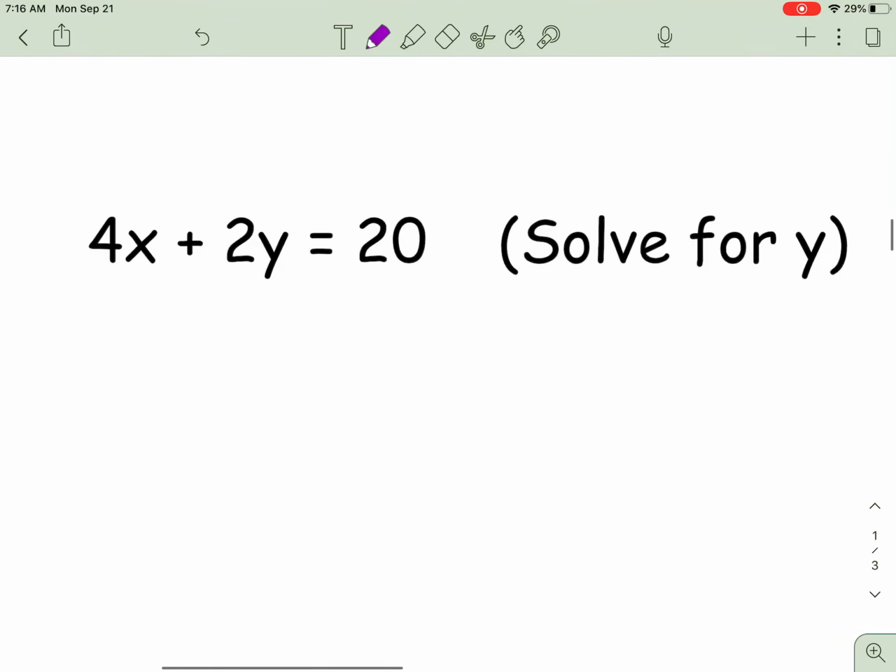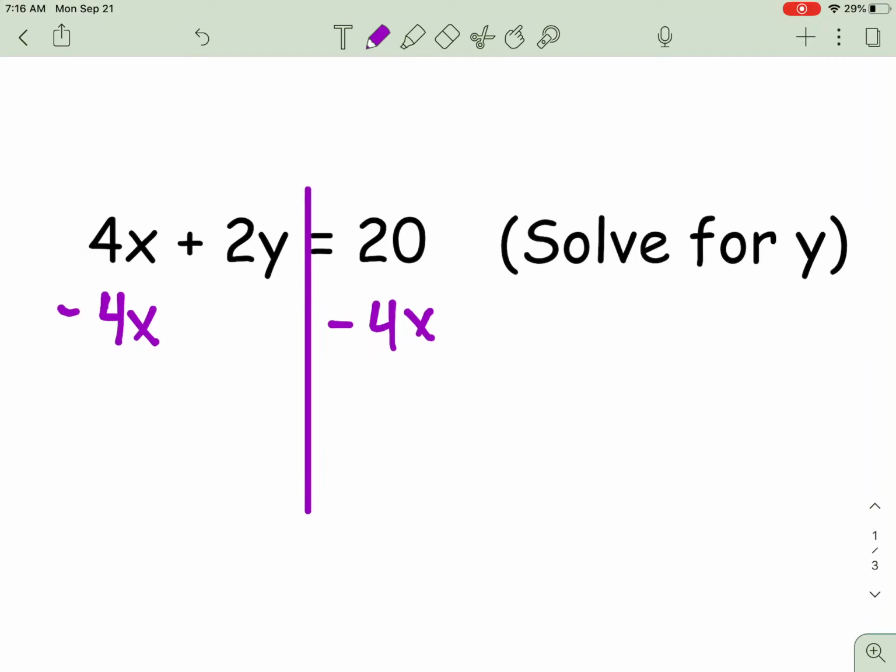Okay, next one. Solve for y. So let's get rid of the 4x. It's 4 times x. But we don't want to get rid of just the 4, we want to get rid of the 4 and the x, so that's how we know to subtract instead of divide, because we're getting rid of all of it, and not just a component of it.